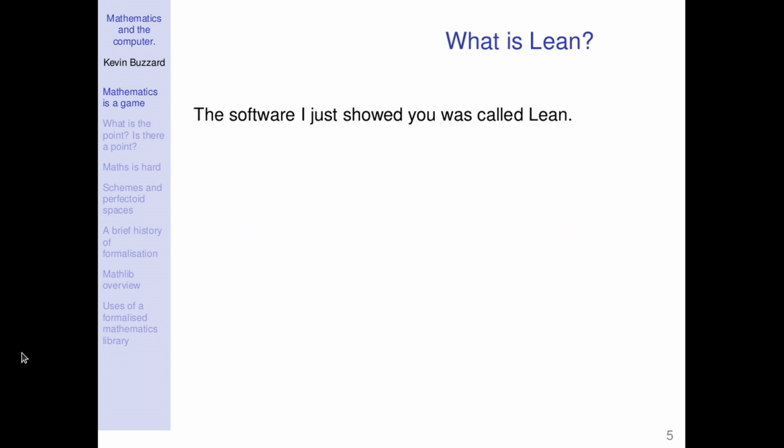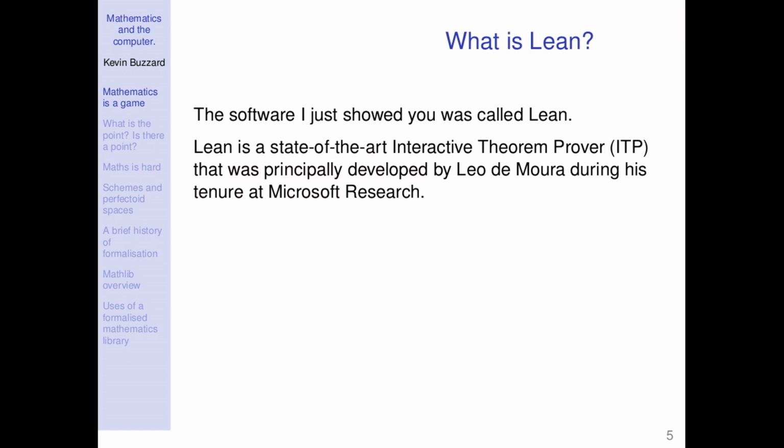So that was an interactive theorem prover. That interactive theorem prover was called Lean. There's several other serious interactive theorem provers that exist. Lean is a relatively new one. It was developed by Leo de Moura when he worked at Microsoft Research. He's just left Microsoft and gone to Amazon Web Services now because they're interested in using this stuff to do AI things that I don't really understand.